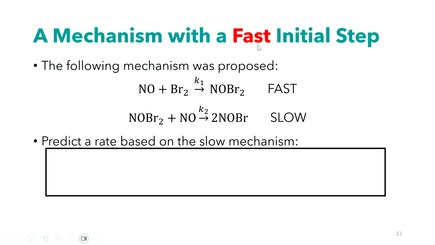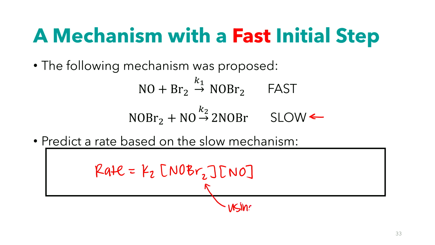So we want to now write our rate law, and we're going to use the same big red bolded statement. Use the slow step to write your rate law. We don't deviate from that. So we say, hey, there's our slow step. So the rate equals K2 times NOBr2 times NO. And then we stop ourselves and say, we don't actually like that. Using the concentration of an intermediate is dicey.